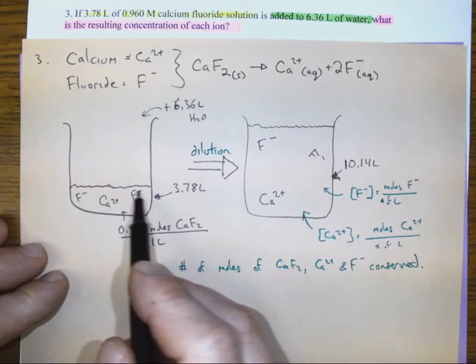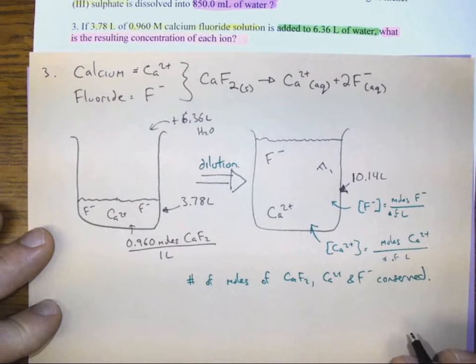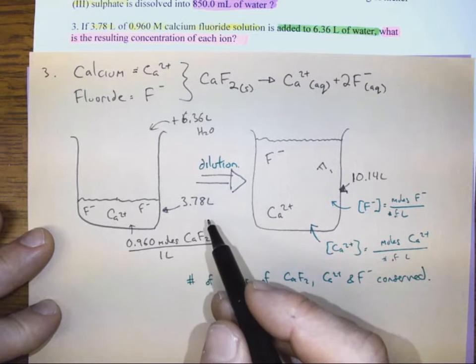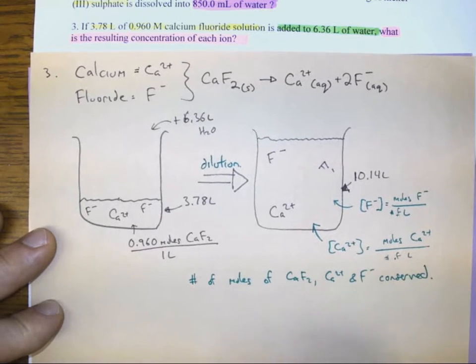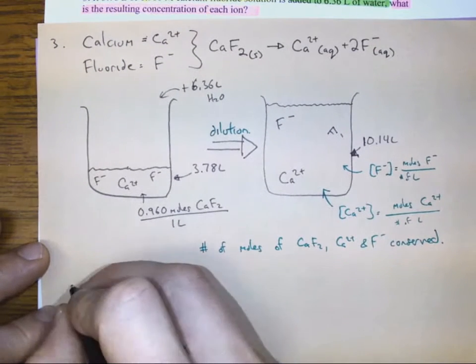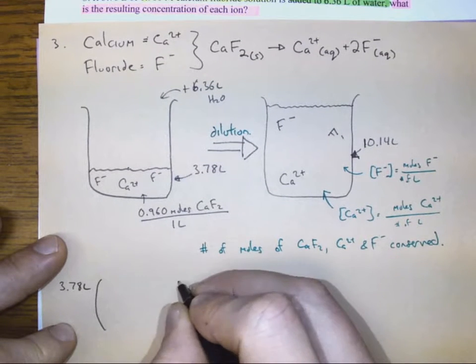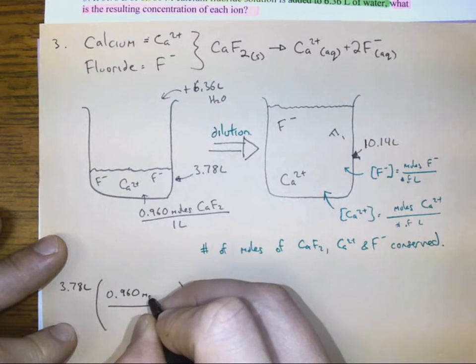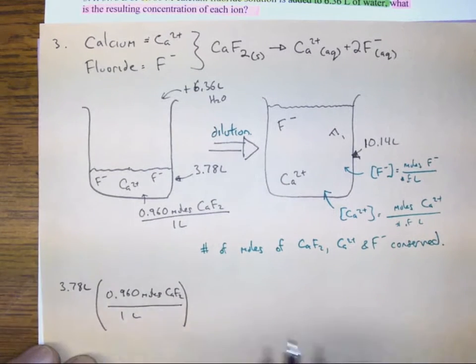Okay, so if I can find the number of moles of calcium here, I know how many moles are in our new solution. So what do I know? I know how many moles would be in a liter. I know how many liters I have, almost 4. So I probably need almost 4 times as many moles of calcium. Oh, that's of calcium fluoride. So I'm going to say, well, if I had 3.78 liters of solution, that contains 0.960 moles CaF2 for every 1 liter of solution. Now, liters have canceled. Now I have units of moles of calcium fluoride.